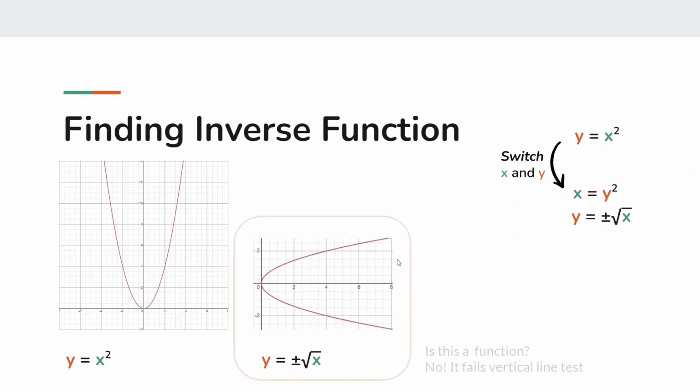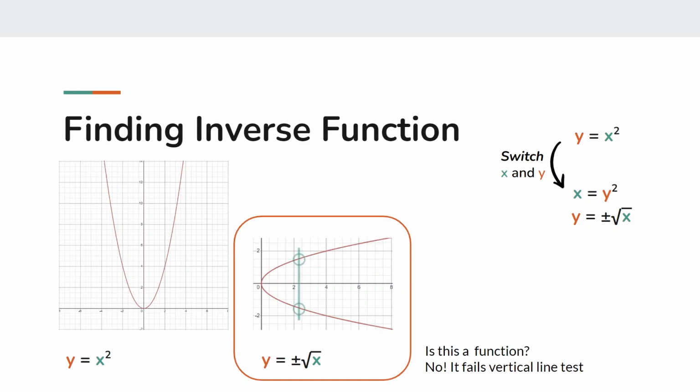But can we say this is a function? No, because it fails the vertical line test, which means it has two outputs from one input, and this doesn't satisfy that this is a function.